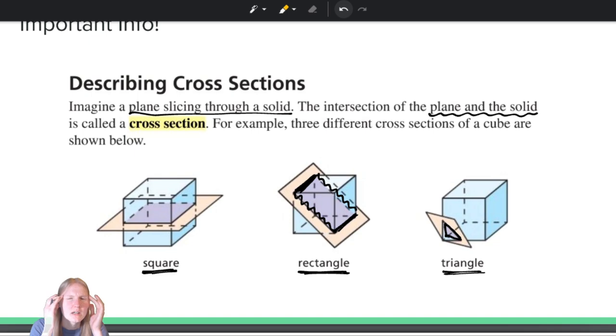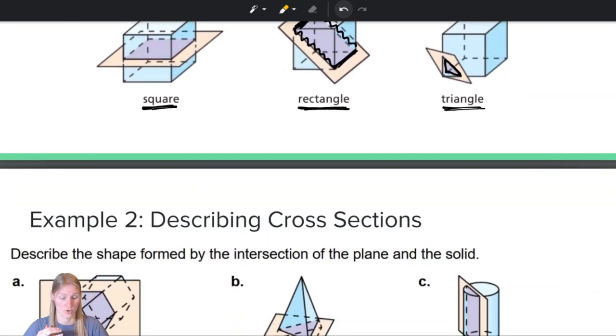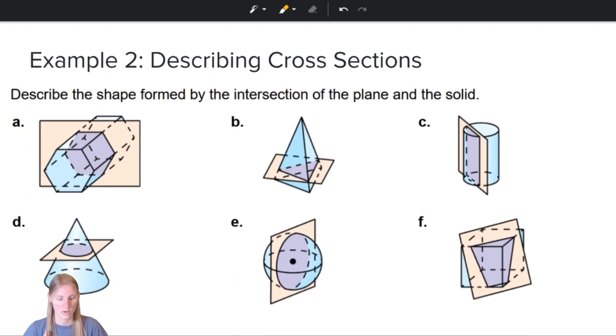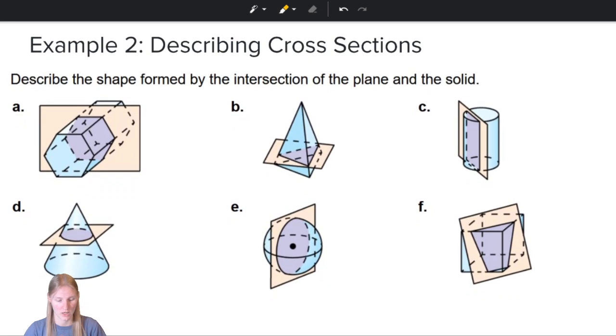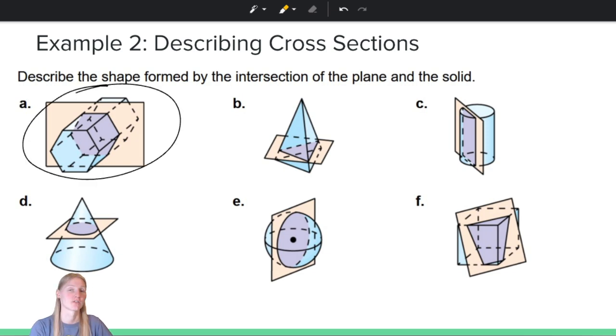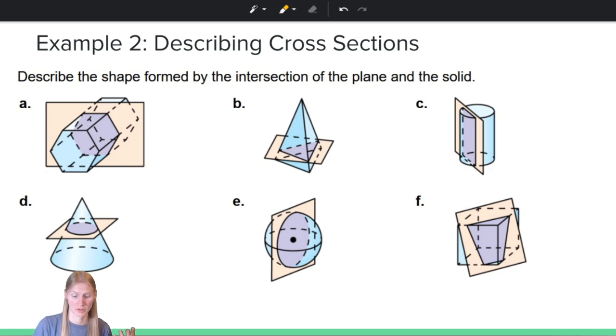All right, I know picturing this in your head can be a little difficult at first, but we're going to try it with some other shapes. So here is our second example. We are going to describe cross sections using the blue shape as the three-dimensional shape. The yellow plane is what we're using to slice, and then they have highlighted the cross section in purple for us. So first, in part A, let's identify what three-dimensional shape this is that we're looking at.